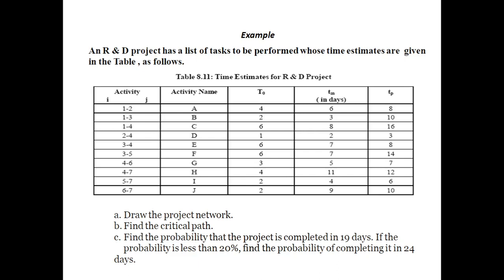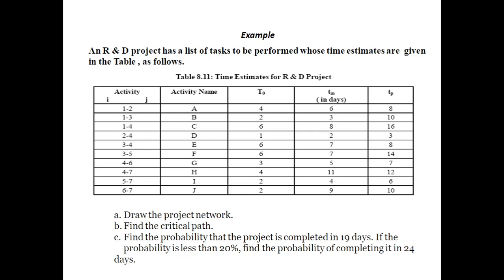The engineering model problem at BTech level: an R&D project has a list of tasks to be performed whose time estimates are given in the table. Here, if you observe, just focus on these activities. How many activities are there? 1 to 2, 1 to 3, 1 to 4, total 3, 4, 5, 6, 7, 8, 9, 10 activities are there. The different activities are 1 to 2, 1 to 3, 1 to 4, 2 to 4, 3 to 4, 3 to 5, 4 to 6, 4 to 7, 5 to 7, 6 to 7.